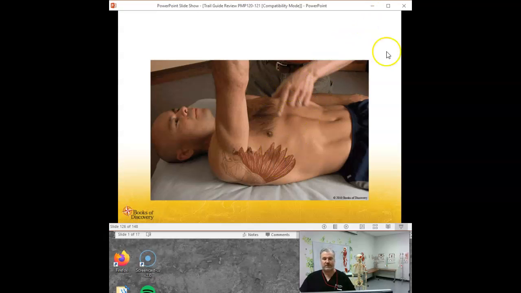What muscle? Oh, God. Miss Torres, what muscle is this? It's a serratus anterior. Yeah, perfect.